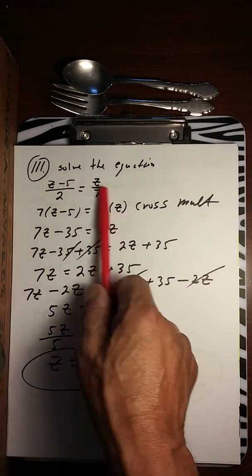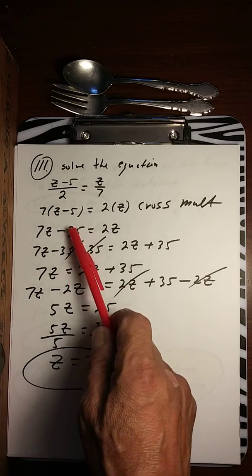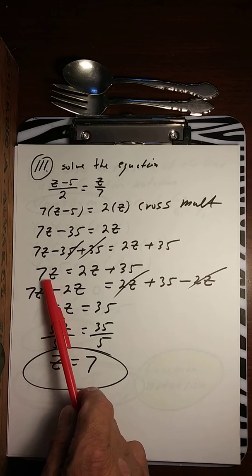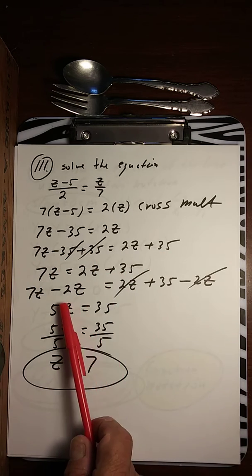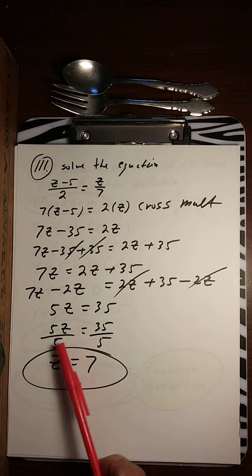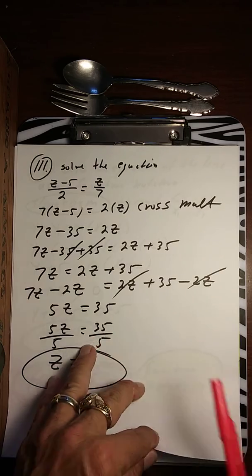This one, two fractions, cross multiply them. That times that, that times that. That's 7z minus 35, 2z. And add 35, add 35. 7z equals 2z plus 35, minus 2z, minus 2z. So this is going to be 5z equals 35. Divide by 5, divide by 5. So z must be 7. Does it work in there?